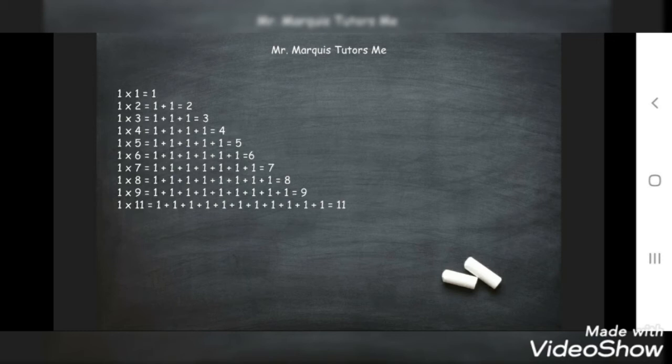Now, just like I said, 1 times 2 is 1 plus 1, or it is 2. And that is the same as saying 2 times 1. It's going to be the same answer. 1 times 2 is 2 times 1. 1 times 3 is just like saying 3 times 1. Even if one of those numbers is negative, it does not matter. Your answer will either be a 3.